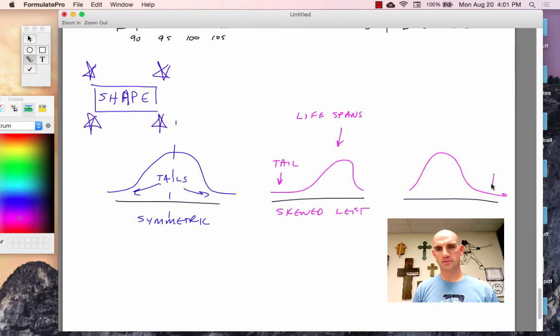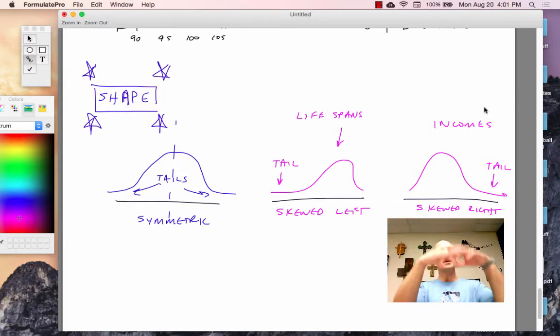So the other option would be to have a tail to the right, so this one would be skewed right. Now an example of this might be incomes, right? There's a fair number of people who have this type of income, right? 50,000, whatever, 40, whatever it is, 100,000, whatever you want to call it. And as we get off into the higher incomes, it kind of tails off.